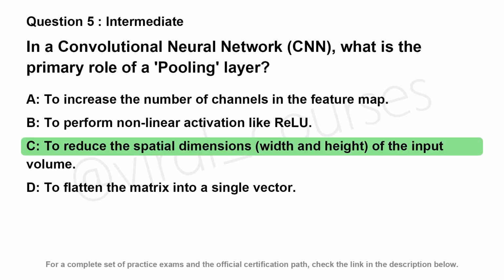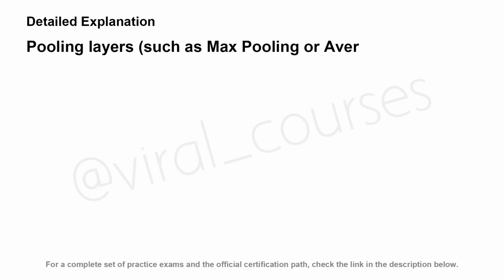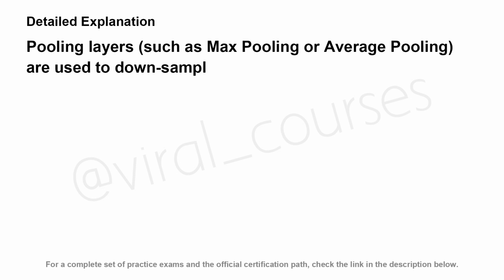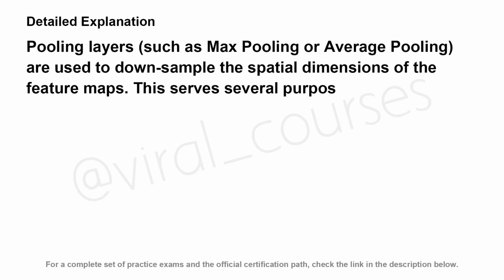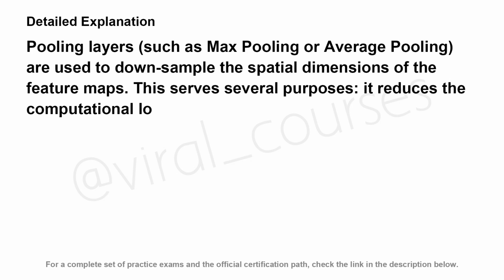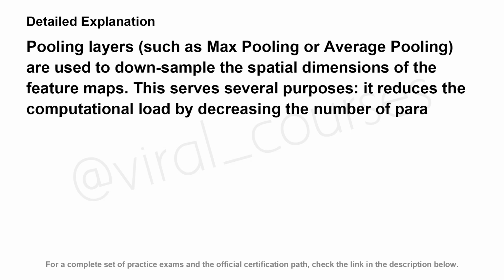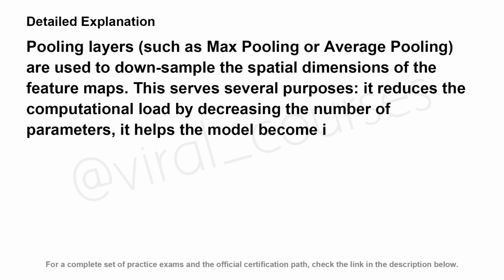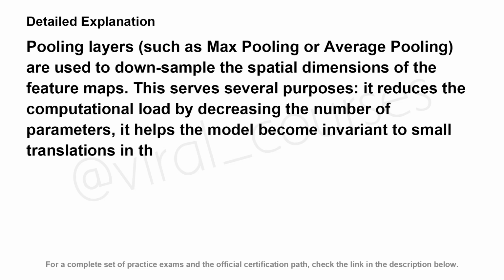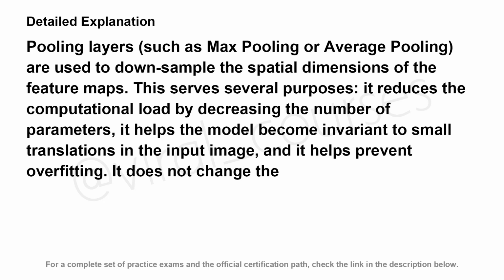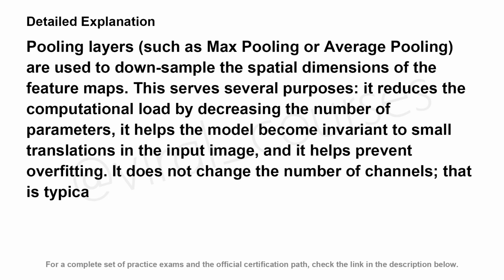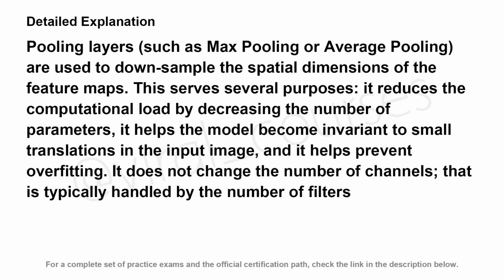The correct answer is C. Pooling layers, such as max pooling or average pooling, are used to downsample the spatial dimensions of the feature maps. This serves several purposes. It reduces the computational load by decreasing the number of parameters. It helps the model become invariant to small translations in the input image. And it helps prevent overfitting. It does not change the number of channels. That is typically handled by the number of filters in a convolutional layer.